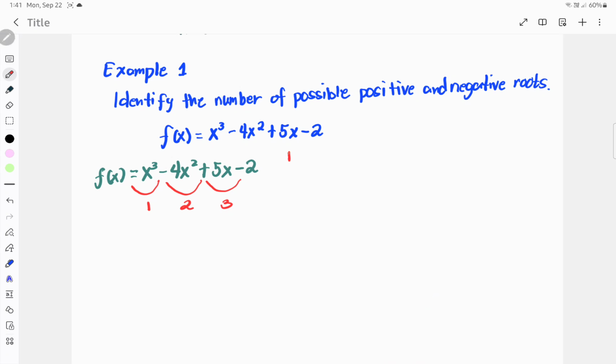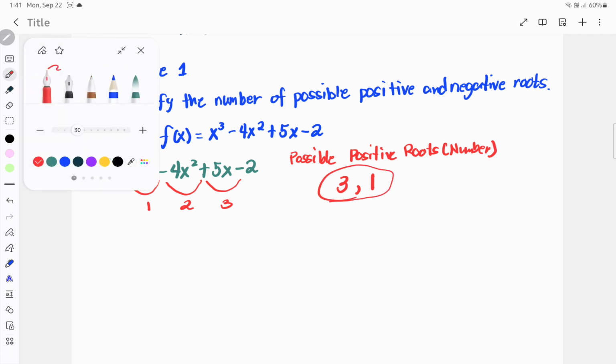Now you can write the number of possible positive roots. That would be 3, and then you deduct 2, and that will be 1. So the answer is that there are possibilities that it could be 3 or 1. So this would be the answer. The possibility is 3 or 1.